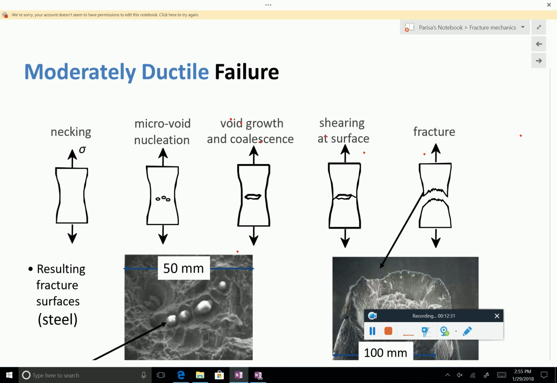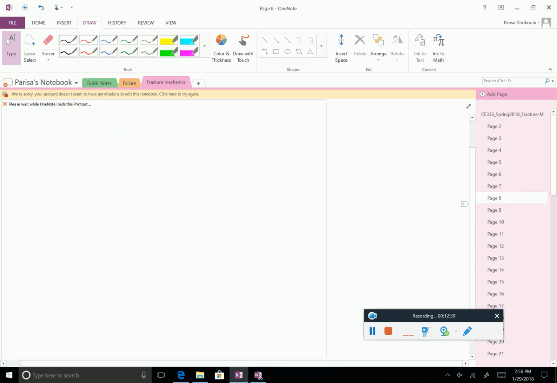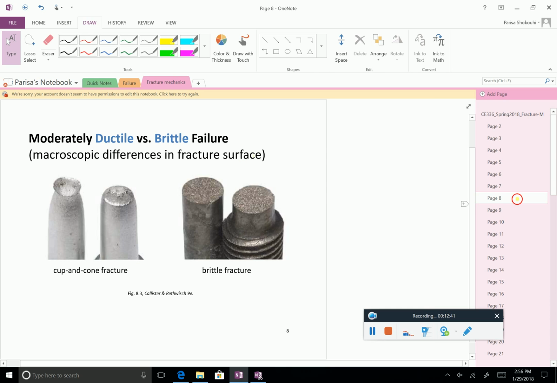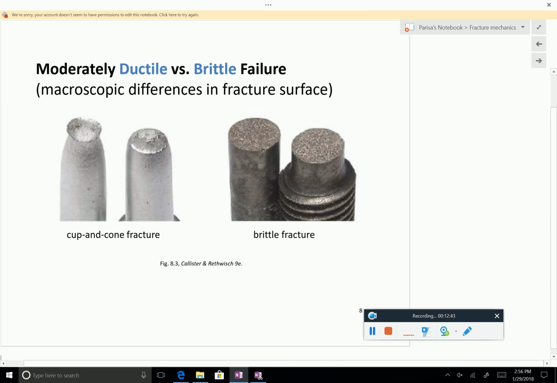Okay. So you see basically how a moderately ductile material would behave. What about a brittle material? Well, it will be different. I don't know how easy it is to see for you, but if you compare the actual surface of the moderately ductile, you see this kind of a cup and cone, but on the other side, you see that it's completely flat. This is actually one of the questions in your homework, homework number 2.